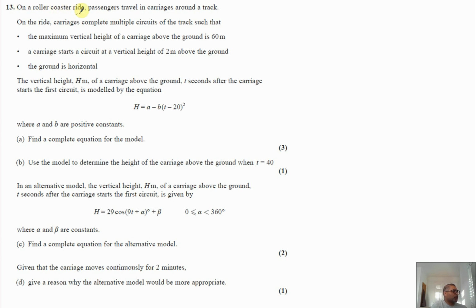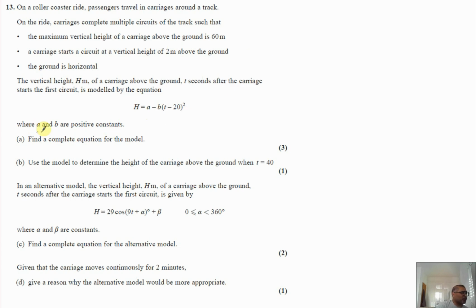Okay, so on a roller coaster ride, passengers travel in carriages around a track. On the ride, carriages complete multiple circuits of the track such that the maximum vertical height of the carriage above the ground is 60. Carriage starts at the circuit at a vertical height of 2, and the ground is horizontal. Now, the vertical height h of a carriage above the ground t seconds after the carriage starts the first circuit is modeled by this equation.